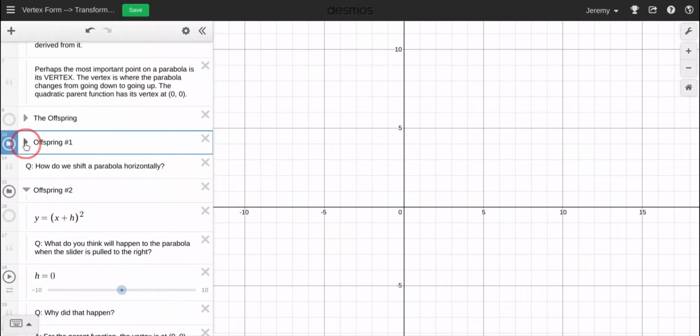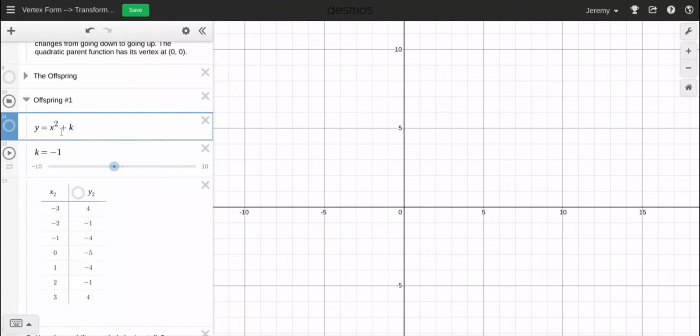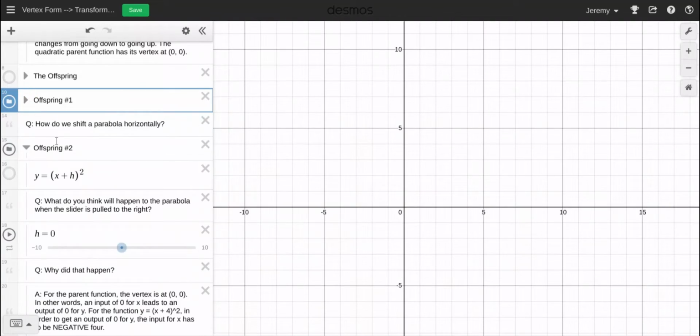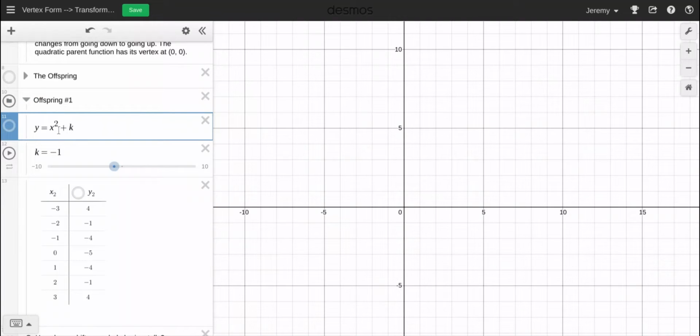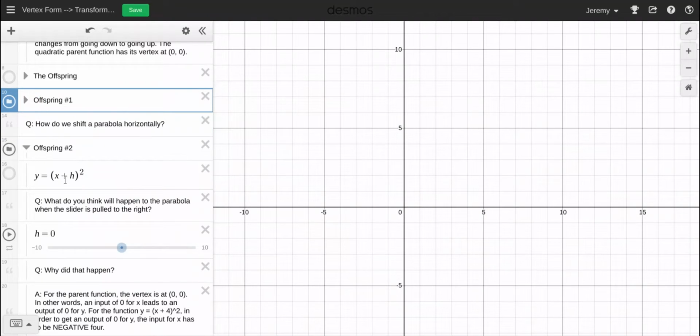Well, instead of this one where we were adding a value of k, here we're adding a value of h, but what's the difference? Well, in this one, the k is added after the squaring. The order of operations is going to do the exponent first, then the adding. Whereas here, the adding comes first because it's in a grouping symbol before the squaring.